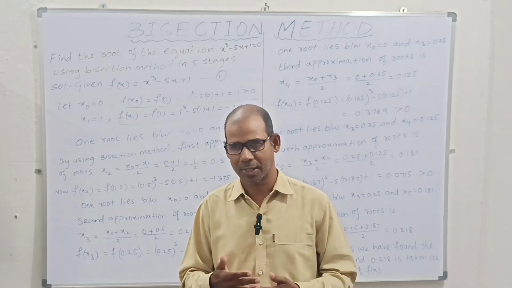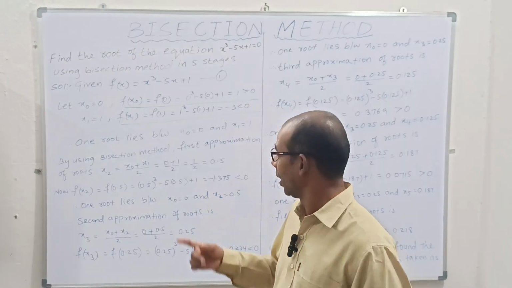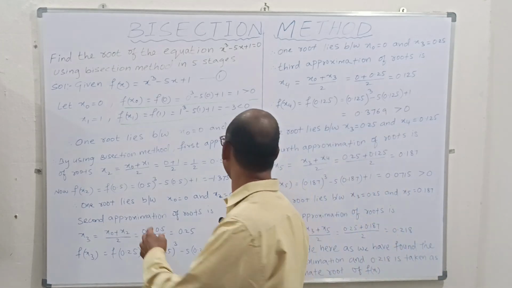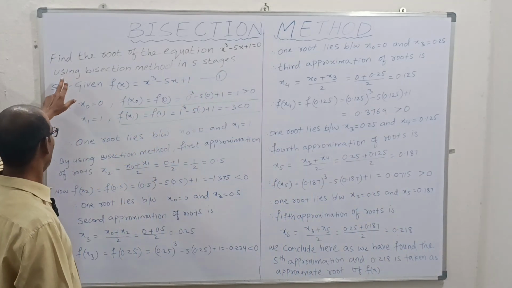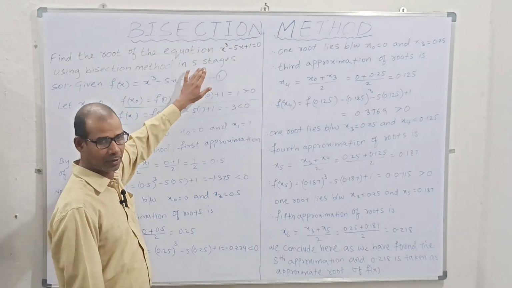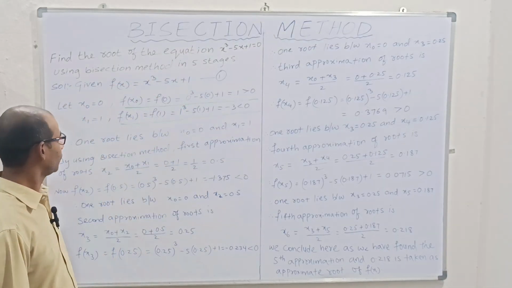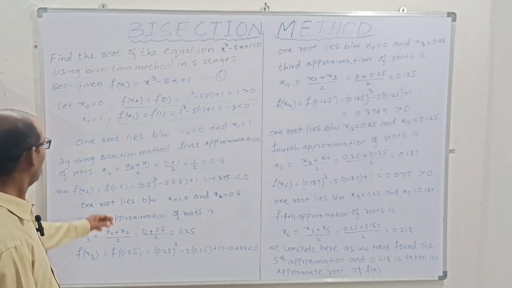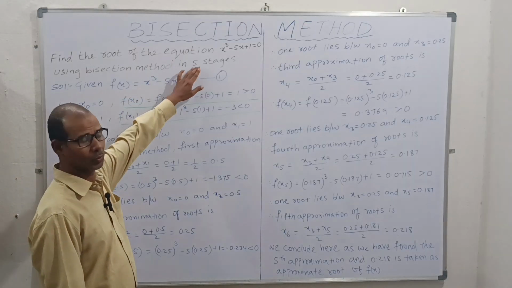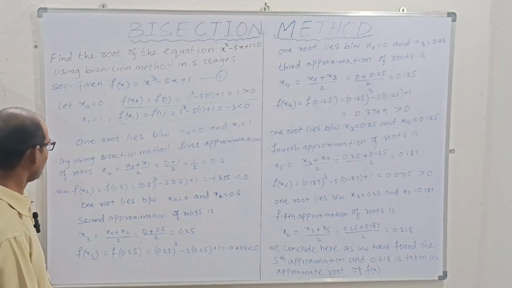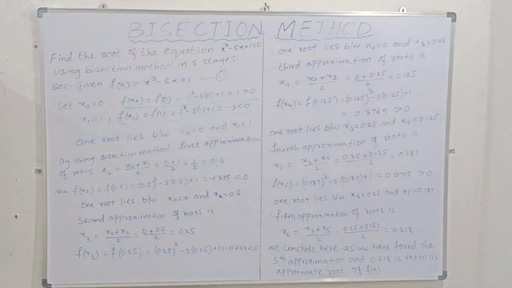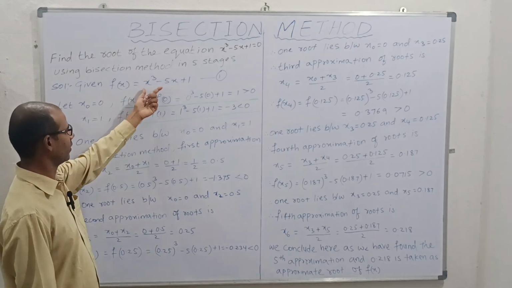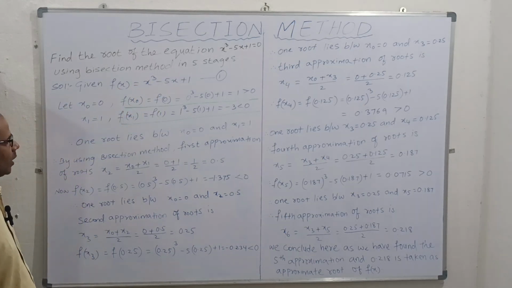Let us understand this by doing an example. The question is: find the root of the equation x cube minus 5x plus 1 equals 0 using the bisection method in 5 stages. So we are going to find the root of the equation x cube minus 5x plus 1 equals 0 using the bisection method only up to 5 stages, that means 5 approximations. Let us take the function as f of x equals x cube minus 5x plus 1. That is equation number 1.